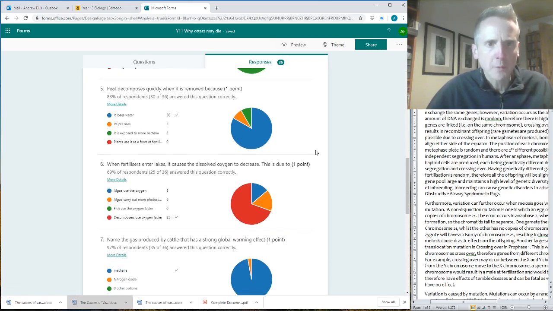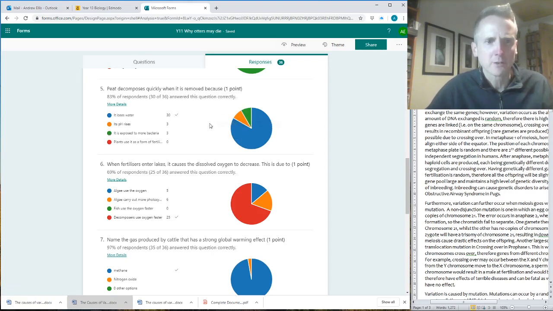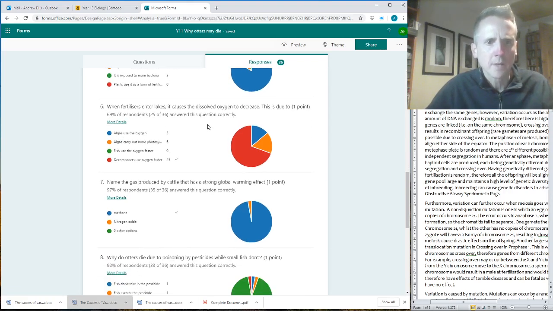5: peat decomposes quickly when it's removed because, again, it dries out. It loses water, oxygen gets in, therefore it can decompose. The pH doesn't change when it loses water. There's bacteria in it anyway. It's not exposed to more bacteria, so it does lose water.